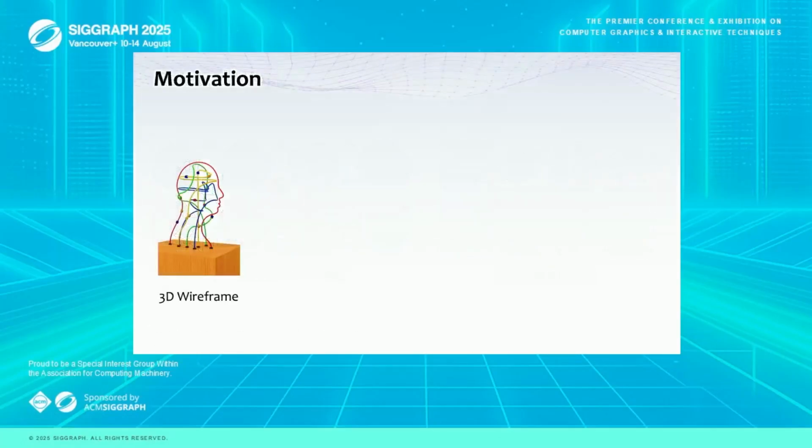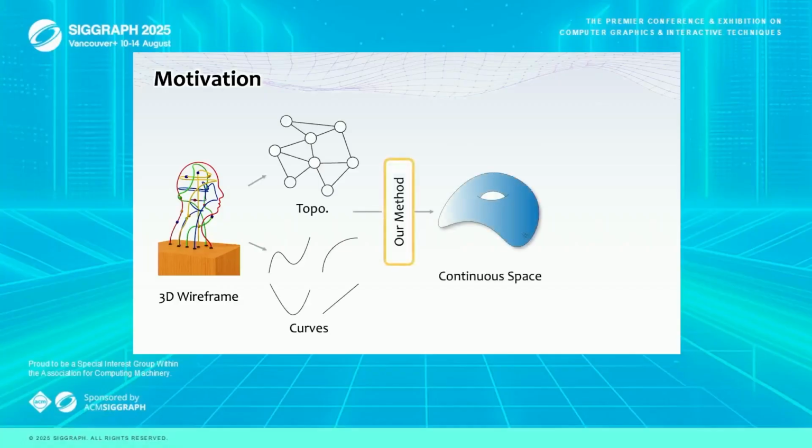To represent an object's structure more effectively, we propose CLR-Wire, a method that jointly models geometry and topology in a continuous latent space. This unified representation not only preserves structural relationships, but also supports a range of downstream tasks such as interpolation, generation, reconstruction, and editing.